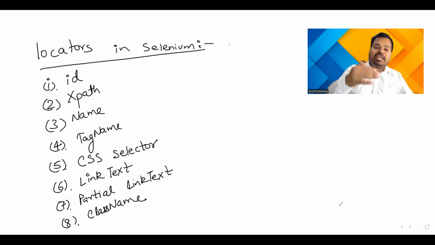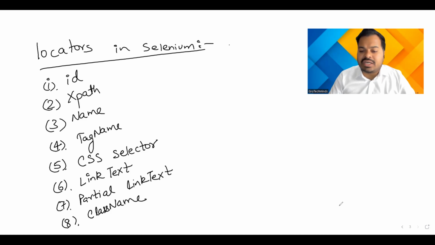So you have these 8 locators available. Let me read them once again for all of you. The first is called ID. The second is called XPath. The third is called name. The fourth is called tag name. The fifth is called CSS selector. Don't worry about each one of them, we will discuss them briefly. The sixth one is called link text. The seventh is called partial link text. And the last one is called class name.